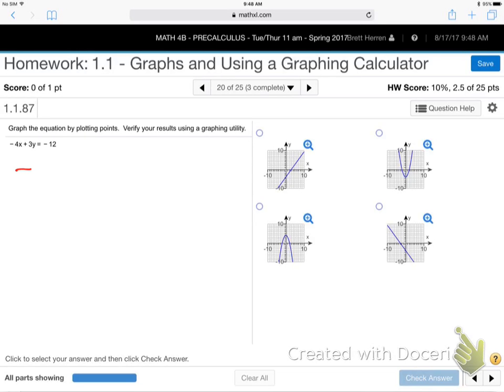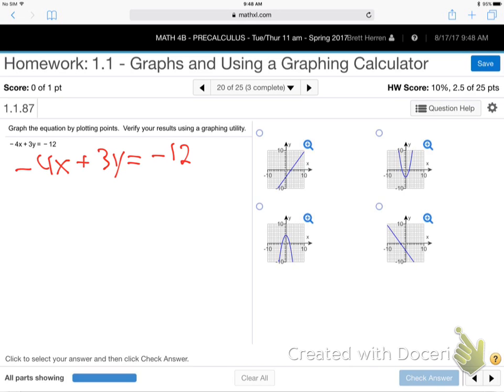Okay, so minus 4x plus 3y is minus 12. I want to graph it. Is that one going to be a straight line, or is it going to be one of those U-shapes? Straight line. Yeah, we know it's a straight line because x and y are just first power, huh? Nobody's squared, so we're already down to 2 options, huh?